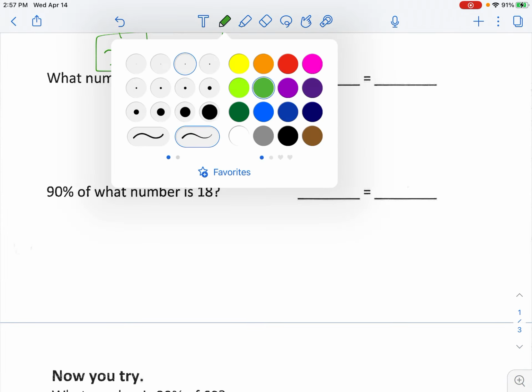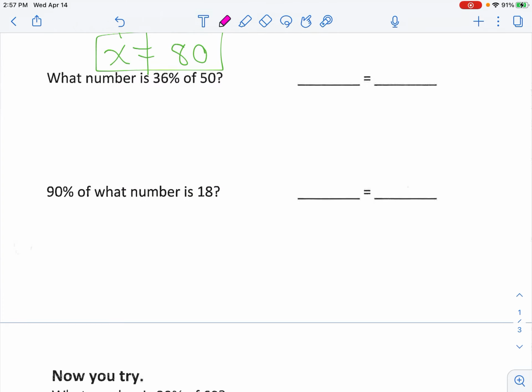What number is 36% of 50? Again, the first thing I like to do is label all parts of my proportion. It's always percent over 100 is equal to the is over the of, or the part over the whole. Now what I see is what number is, I see 36% and I see of 50.